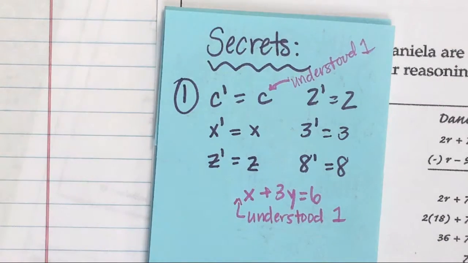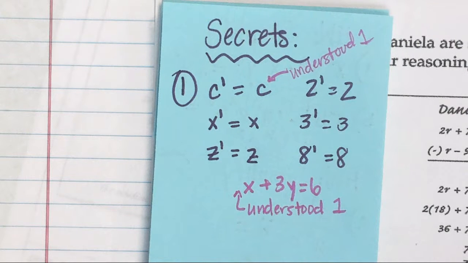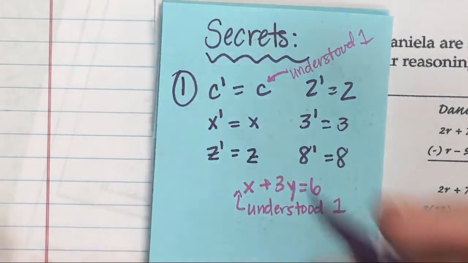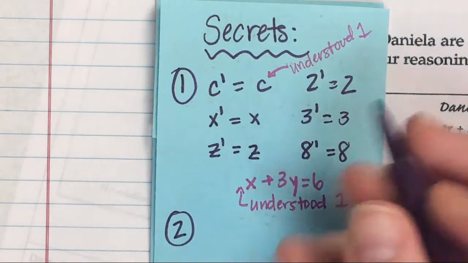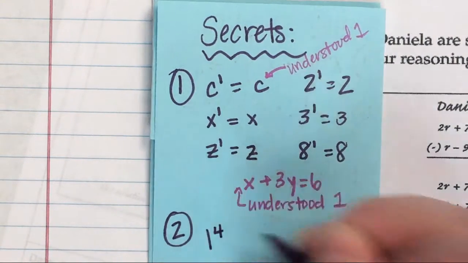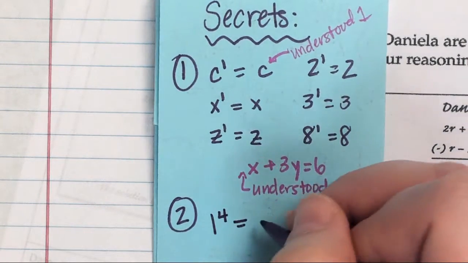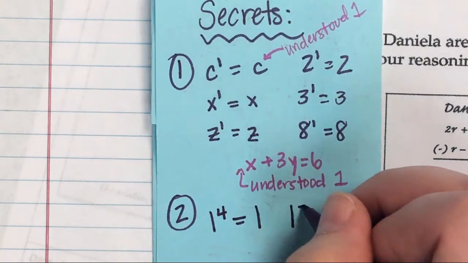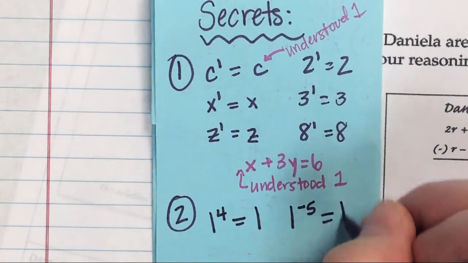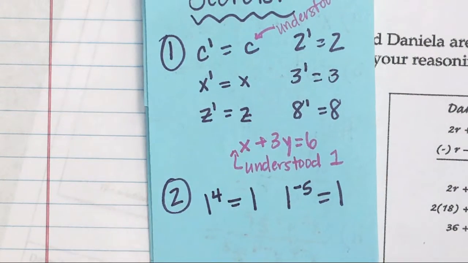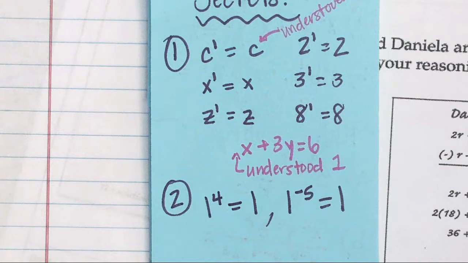Okay, I told you my first secret. And while I'm confessing, I might as well tell you my second secret as well. It's one that everyone knows, but just to make sure. If 1 is your base, and it's raised to any power, you always get 1. Positive, negative, it doesn't matter. If your base is 1, the answer is going to be 1.